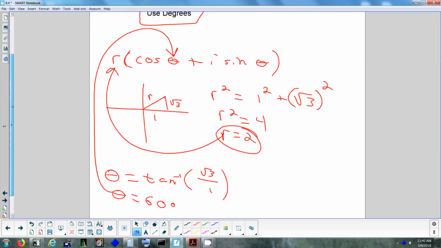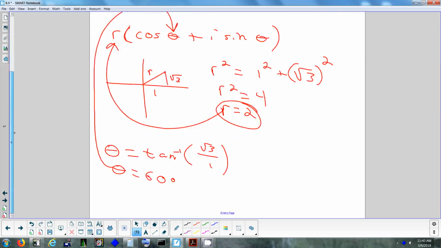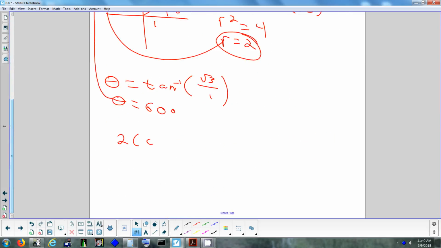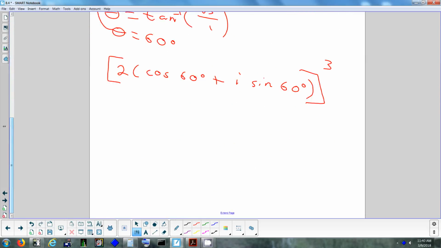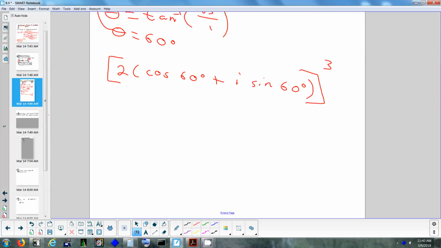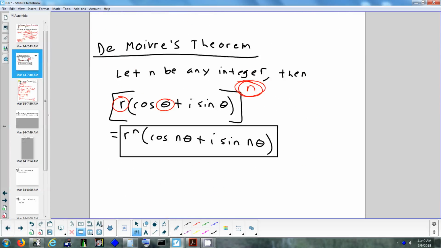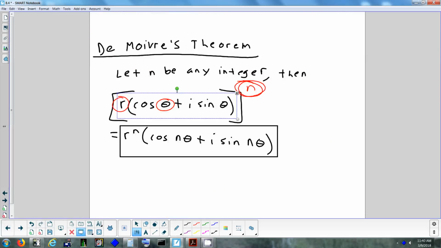Okay, so let's fill that in and see what we got. So we got 2 cosine 60 plus i sine 60. So we've just converted from standard to trig form. And then what power am I raising this to? Third. Okay, so now just follow the formula. In the formula, our radius is 2, our theta is 60.